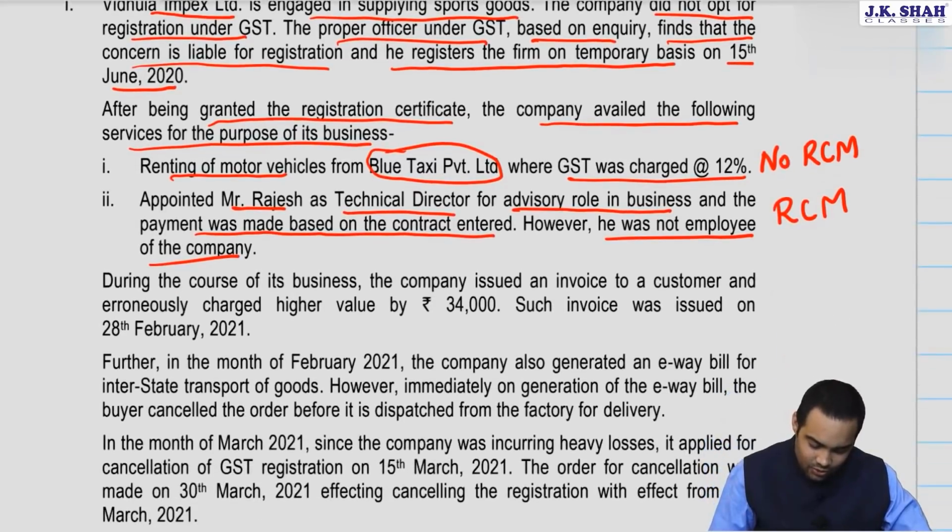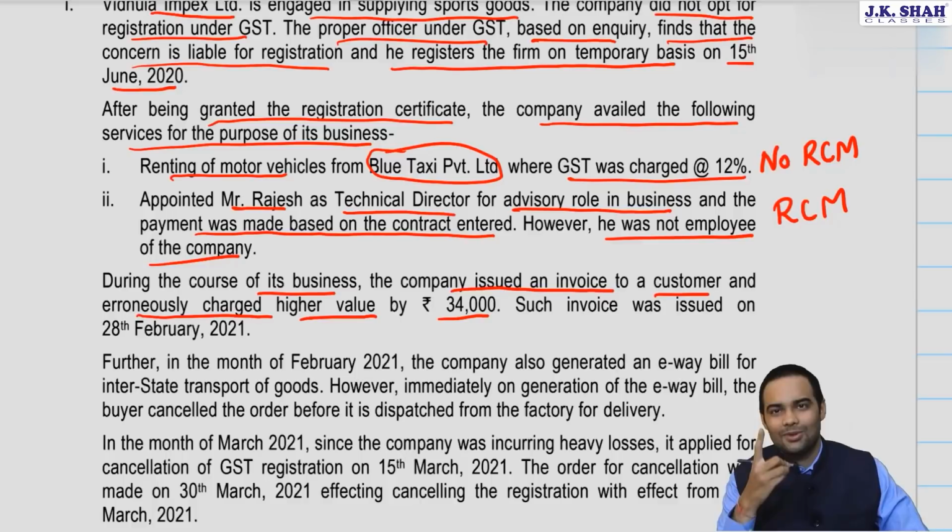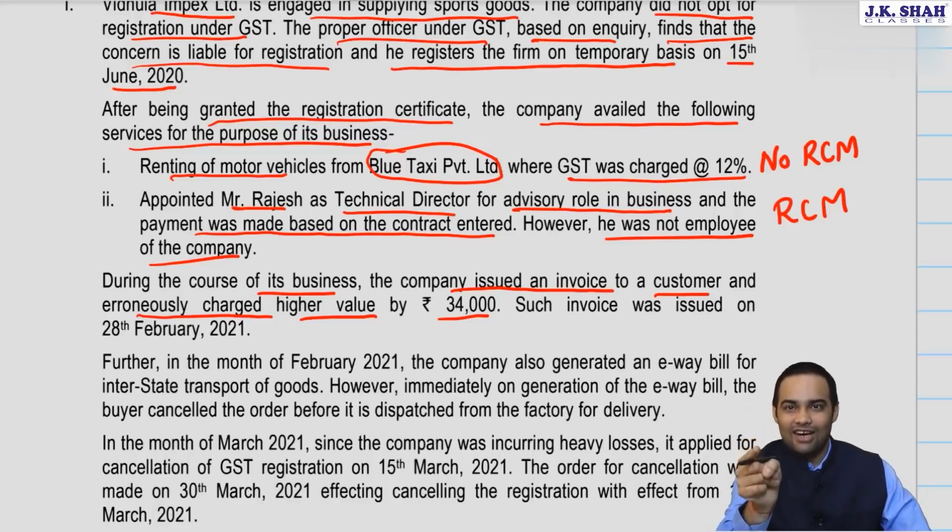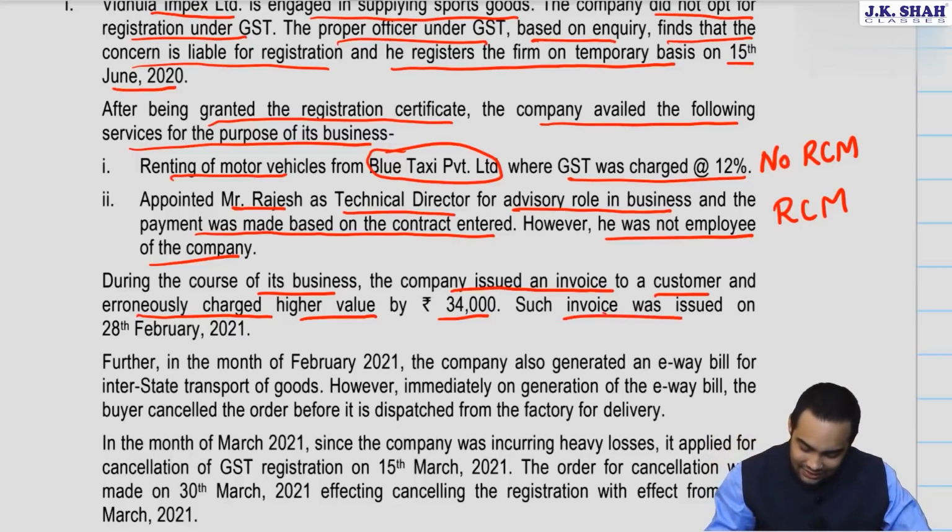Okay. During the course of its business, the company issued an invoice to a customer and erroneously charged higher value of 34,000. People, when you have erroneously charged a higher amount, what is the document which you will issue? Sir, we have charged more. Now we need to reduce it. To reduce the value, can you revise your invoice? The answer is no. You will be issuing a credit note to reduce the value. Fine. Such invoice was issued on 28th Feb 2021.